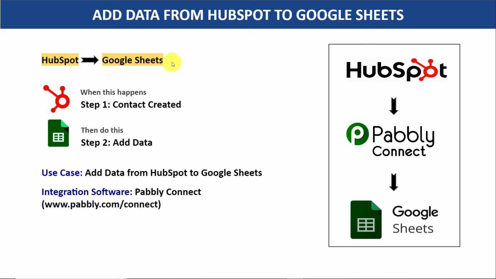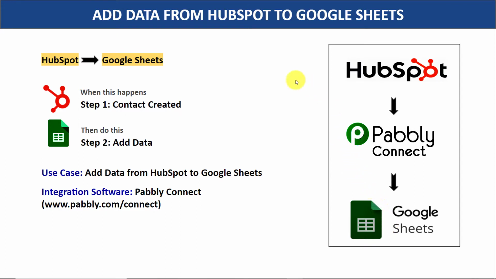Hello everyone. In this video, we will learn how to add data from HubSpot to Google Sheets. Imagine you have added a new contact called John in HubSpot. You have the details of John, like the name, email, phone number and all those details. You want to add the details of John in Google Sheets, maybe for further analysis or just to create a backup. So here you have two choices.